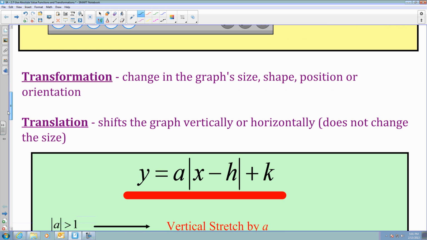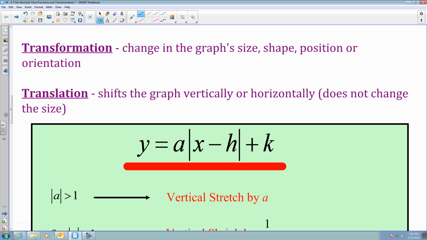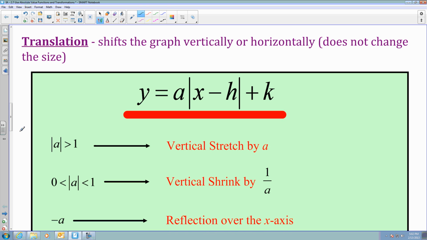There are also some things that we can take from the parent absolute value function in the form of transformations. Transformations are the change in the graph's size, shape, position, or orientation. Translations shift the graph either vertically or horizontally and do not change the size. So transformations are where A falls into place in the general equation y equals A times the absolute value of x minus h, which is inside the absolute value symbol. And then once we get out of there, it's plus k.